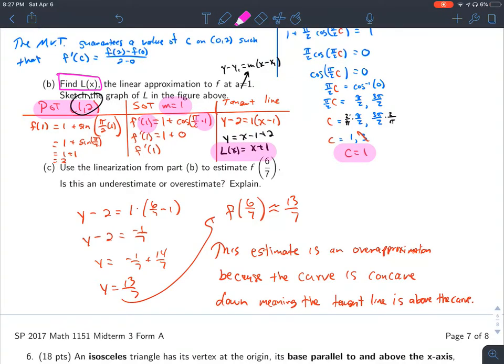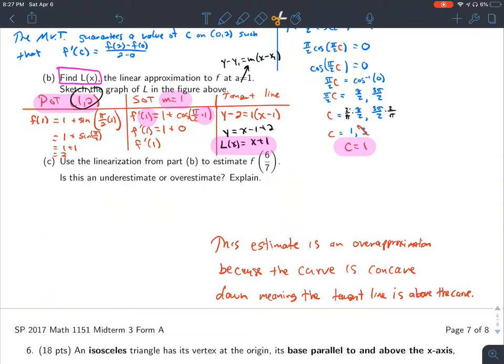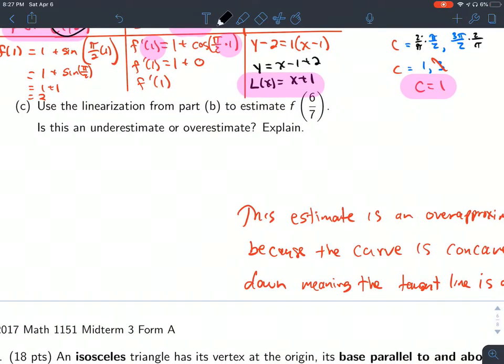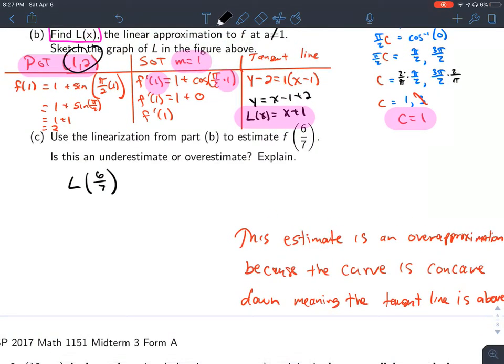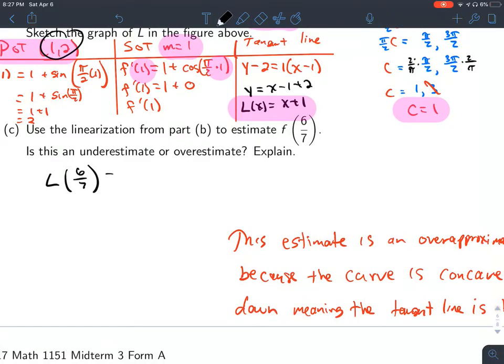This last part: use linear approximation from part B to estimate f of 6/7. If I'm writing L of x that way, then I guess I will re-show my work. So we can use 6/7, which is really close to 1. We found this linear approximation at 1. 6/7 is super close to it. So we can use this equation to get this approximation. 6/7 plus 1 at 7/7, that's 13/7.